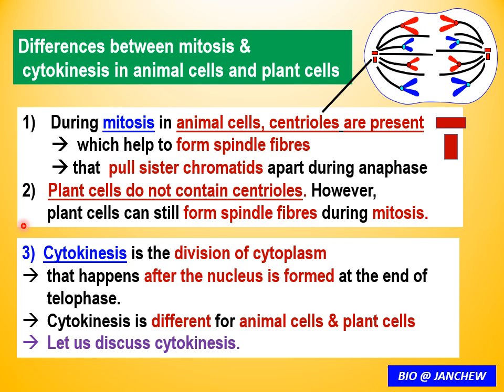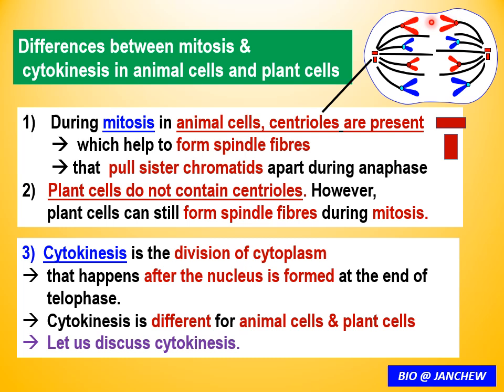We have already discussed mitosis. What is the difference between mitosis in animal cells and plant cells? During mitosis in animal cells, centrioles are present, which help to form the spindle fibers that pull sister chromatids apart during anaphase. These black lines represent the spindle fibers, and this structure here are the organelles called the centrioles. Centrioles are cylindrical or rod shaped organelles that contain microtubules, or small tube-like structures. Their function is to form the spindle fibers, represented by the black lines here, that are attached to the centromeres of the sister chromatids.